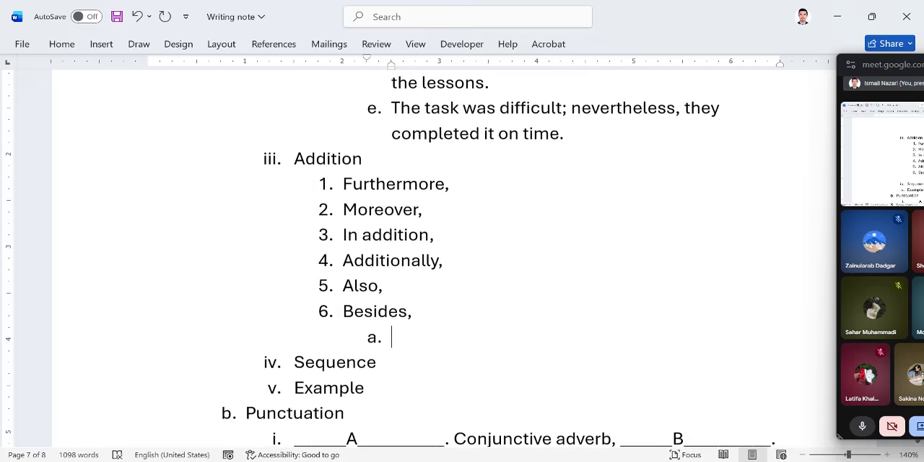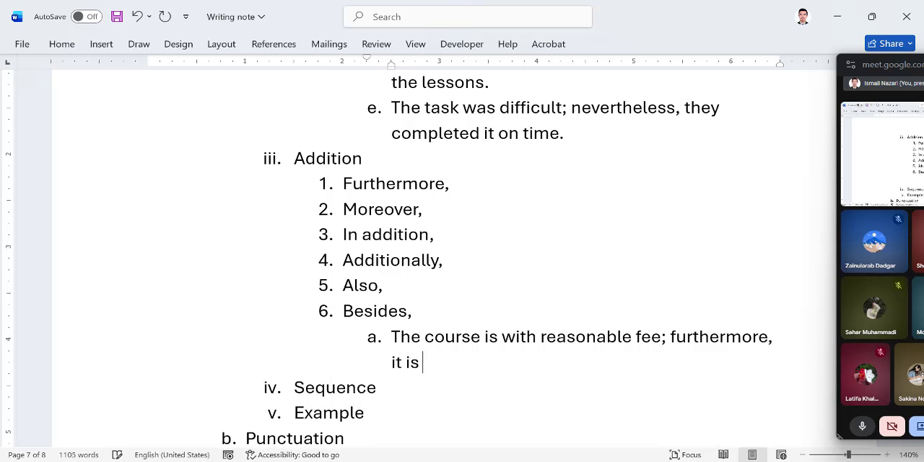Let's get into examples. I may say the course is with a reasonable fee, and then it can say furthermore or moreover. Furthermore, it is very useful. It means you are adding information to the next point. It's very useful.